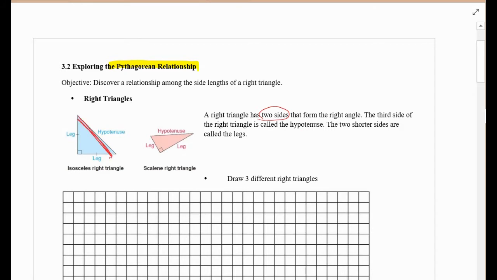This is called the hypotenuse. Okay, so the hypotenuse is always facing the right angle, so it's the opposite side of the right angle, right? So write it down. Hypotenuse facing the right angle.